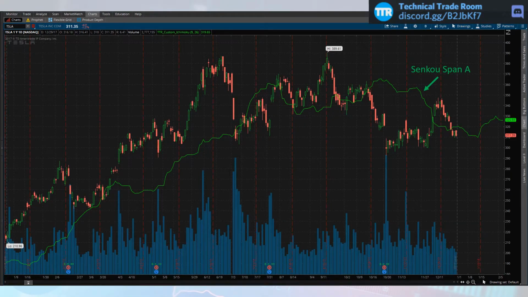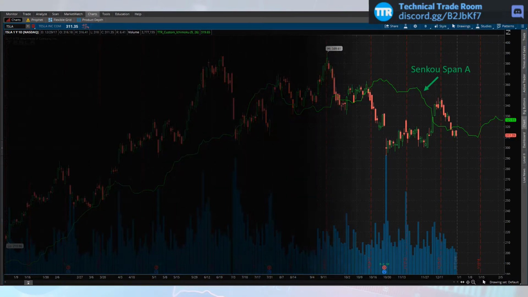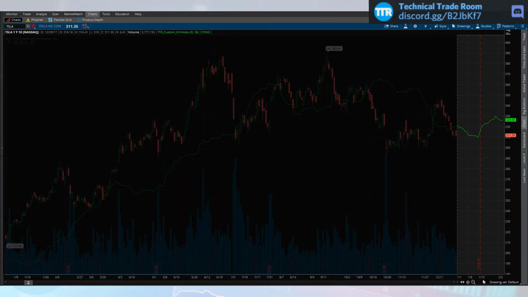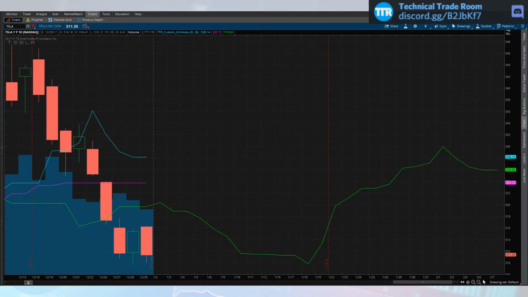Let's show you that major difference right now. If we look to the right of the chart, we'll see that the Senko Span A continues past the most recent price. This is because the Senko spans are plotted 26 periods into the future. So now that we know Senko Span A is plotted 26 periods into the future, how exactly is it computed? We're going to need to look at the Tenkan and the Kijun values to do this.